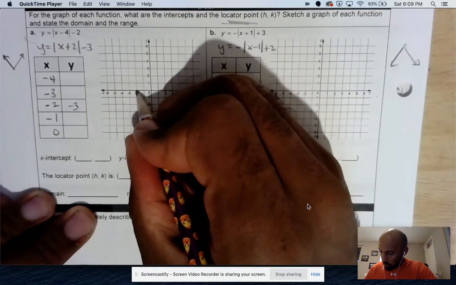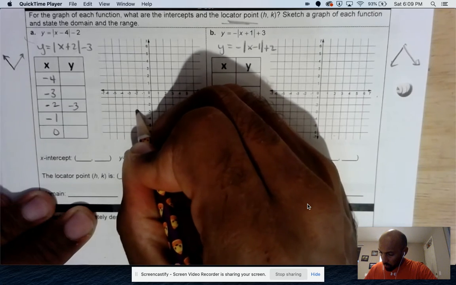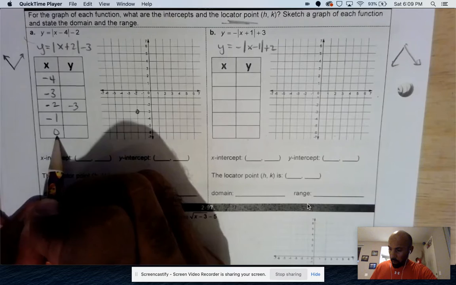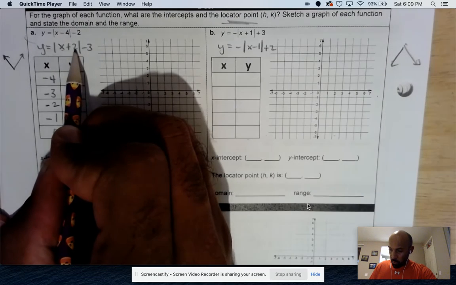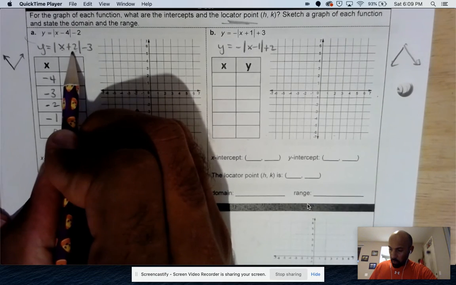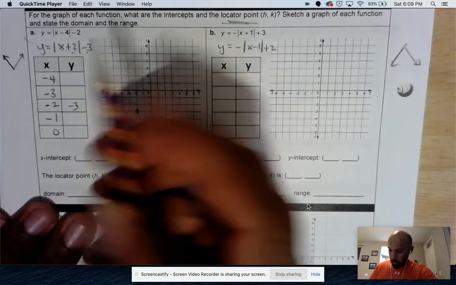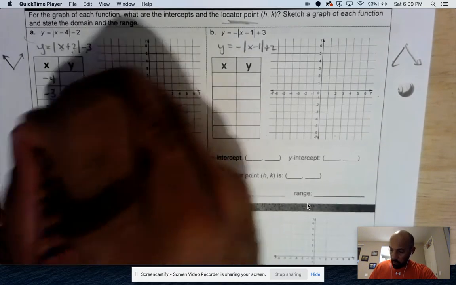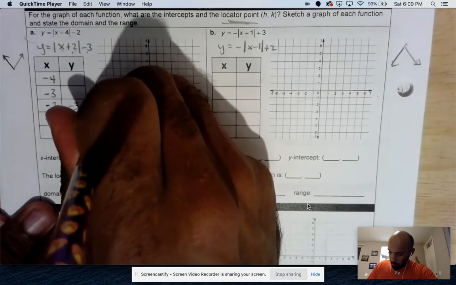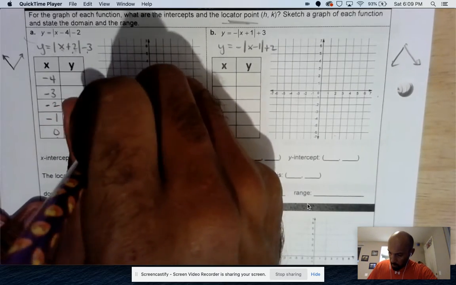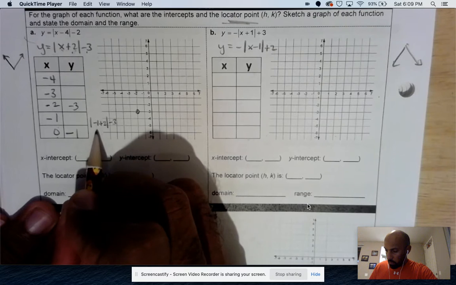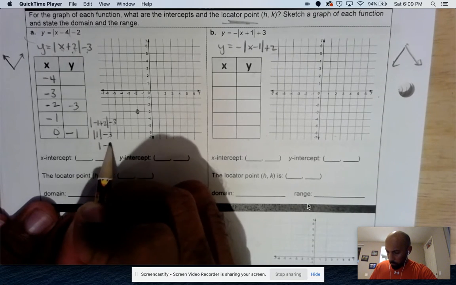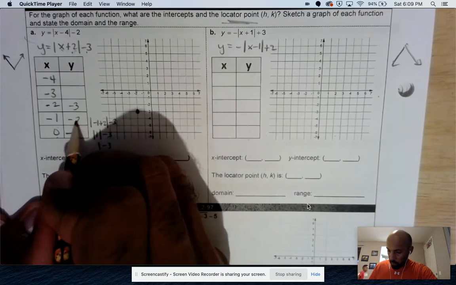First I'm going to graph the negative 2, negative 3. Let's start there. If I plug in 0, 0 plus 2 is 2. The absolute value of 2 is 2. And then minus 3 is negative 1. If I plug in negative 1, negative 1 plus 2 is 1. Absolute value of 1 is 1. And then 1 minus 3 is negative 2.